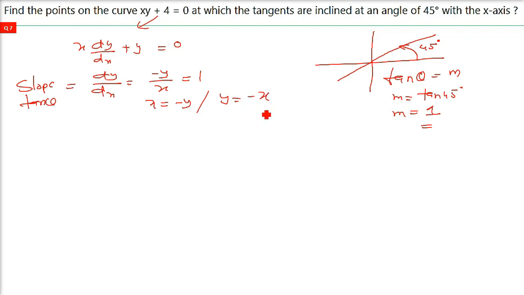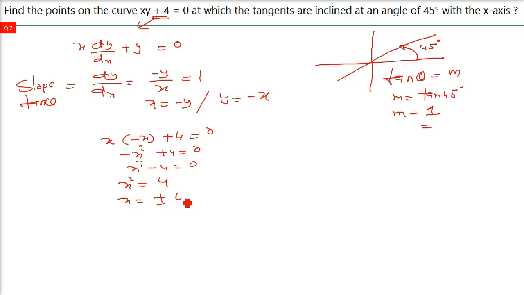We already know x and y in terms of y and x. Replace it in the original equation, xy plus 4 equals 0. I am replacing y as negative x. So it will be negative x square plus 4 equals 0. Let us multiply both sides by negative 1. It will be x square minus 4 equals 0. So you can say x square minus 2 square equals 0. So x minus 2 and x plus 2 will be the factors. So x equals plus minus 2, it is under root 4. So x is plus 2 and minus 2.